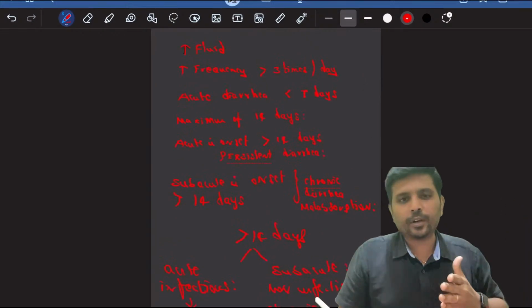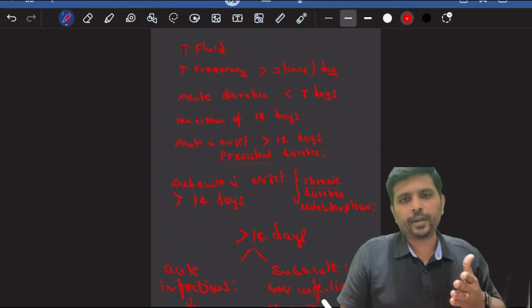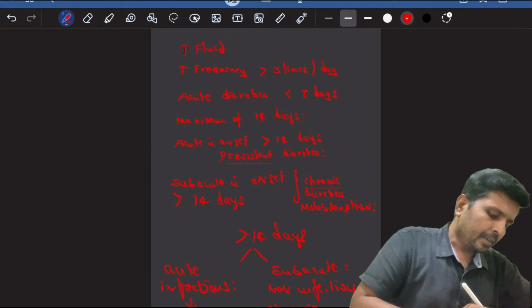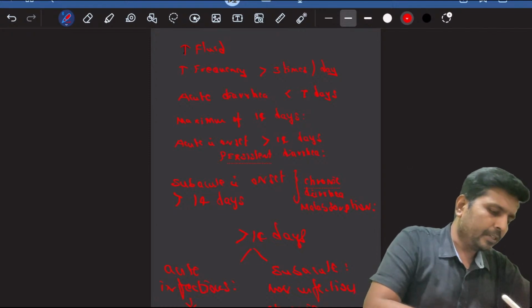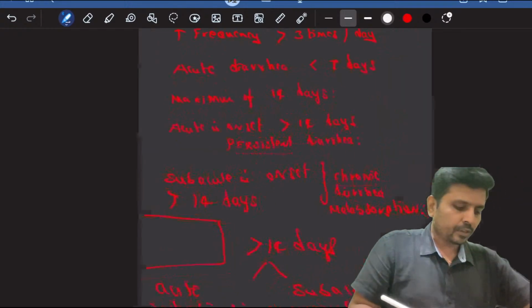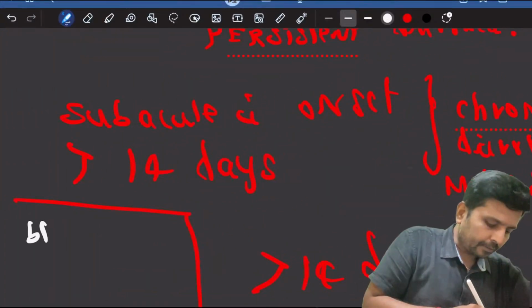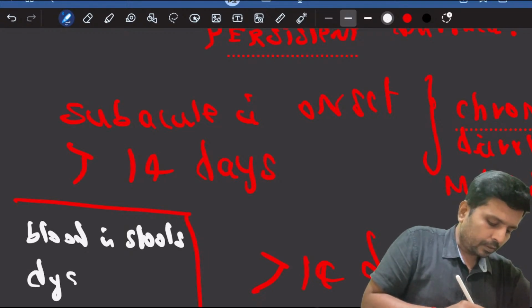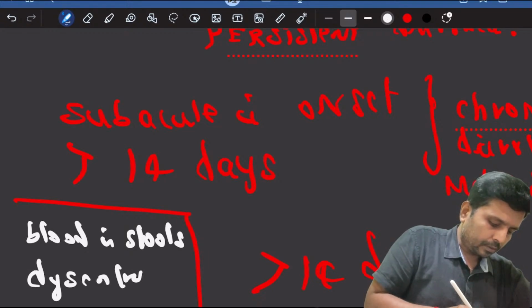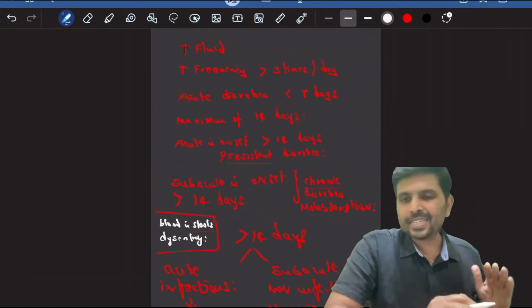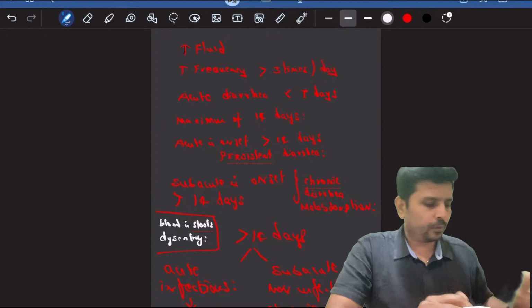Then one particular point is missing. What is called dysentery? Dysentery is nothing but blood in stools. So these are all the definitions that you need to know. Right.